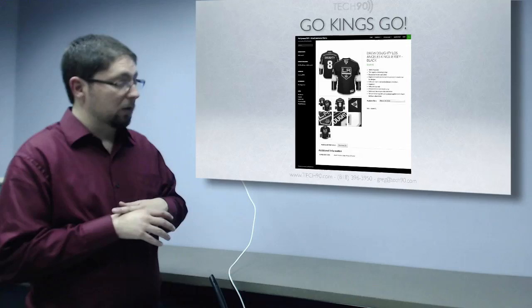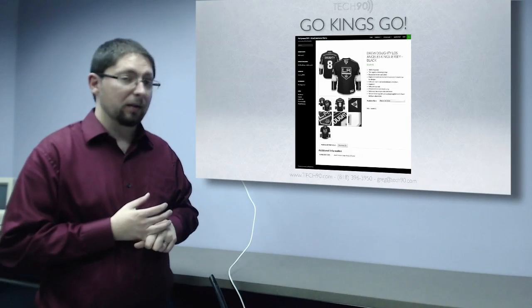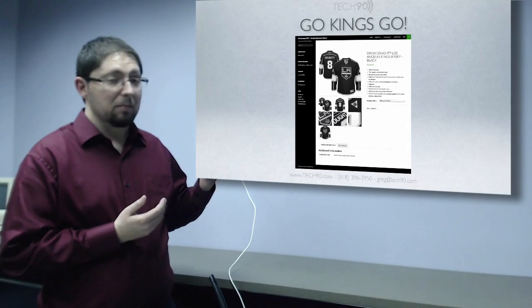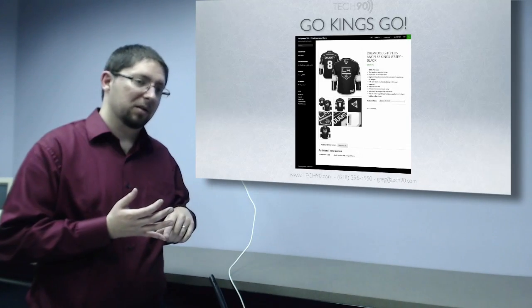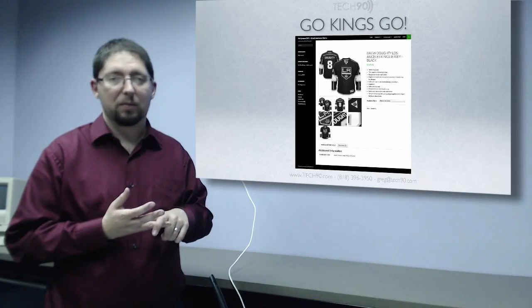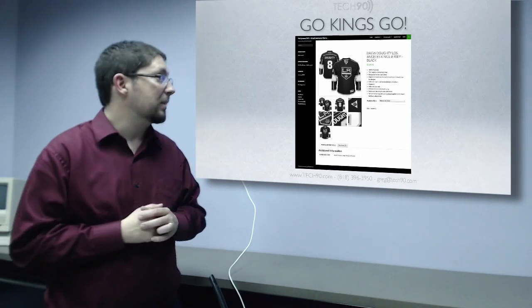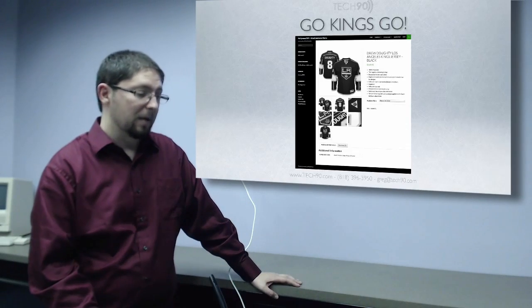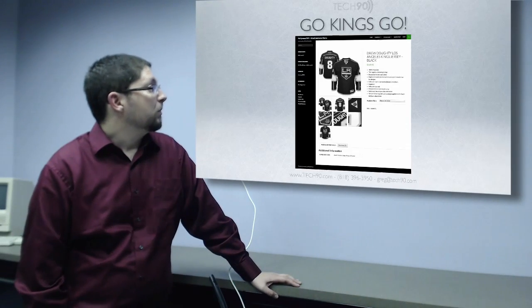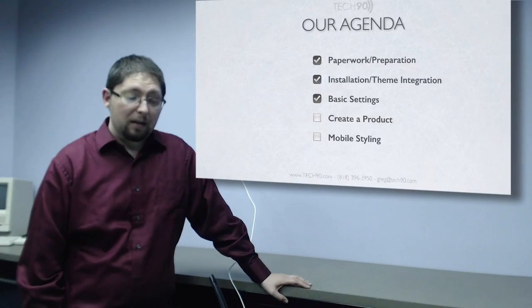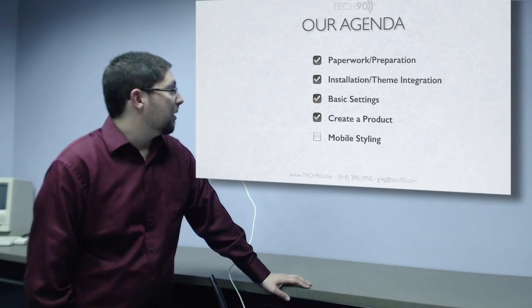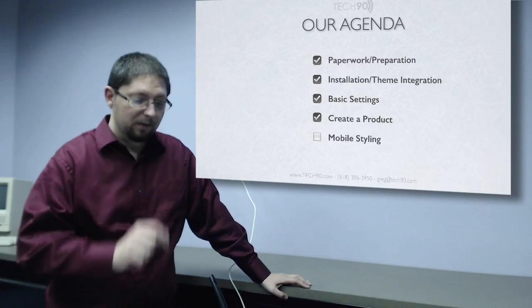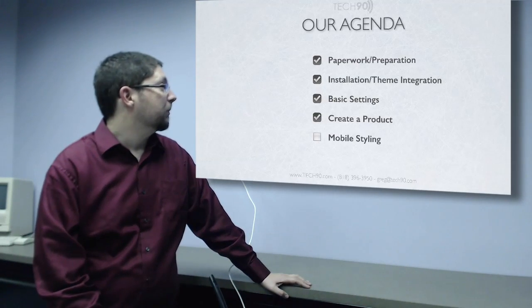So just like that, we've created our product that we're going to sell. It has all the options that we want to have listed. You can, like I mentioned, have the black jerseys, the white jerseys as separate jerseys. You can have the different names be the separate jerseys. That way the only attribute is the size. Or you can mix and match however makes sense to you for your inventory management purposes. So that's creating a product. That takes care of another item on our agenda. And the last element we are going to talk about tonight is a very brief discussion about mobile styling.